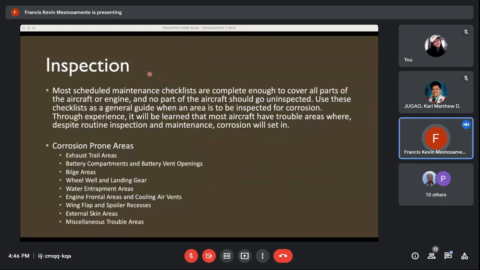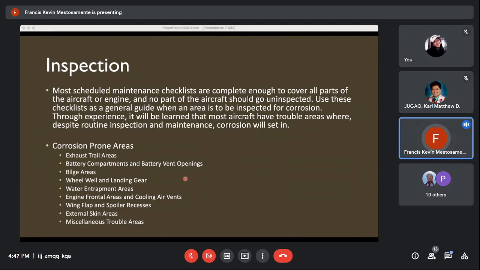Inspection. So periodically, we provide inspection para ma-prevent, or another example of a preventive maintenance, and to see yung isang part bago pa lumala. So we have your corrosion prone areas. We have discussed this, I think, prelim, same breakdown. Again, exhaust trail areas, sabi ko nga, change of temperature sa exhaust trail areas. So, mainit yung part na yan, iinit, lalamig, iinit, madali nasisira yung paint. Therefore, when paint is damaged, material is exposed and it's prone to corrosion.